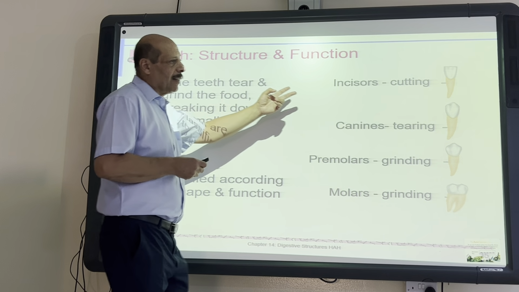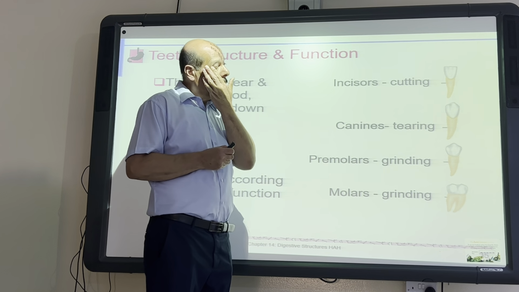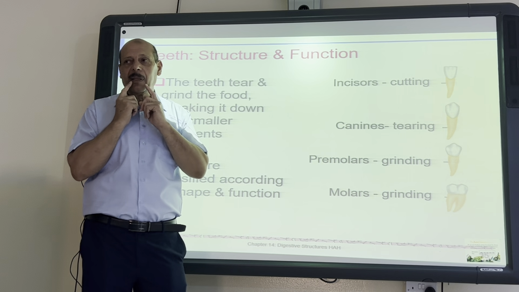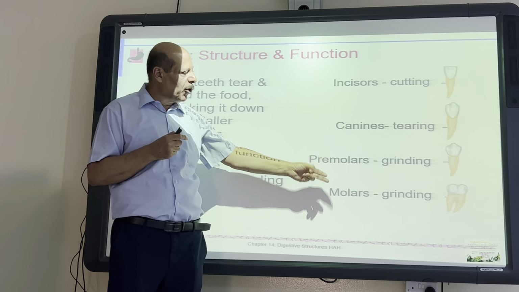The incisors are 4 up and 4 down. The canine teeth, there are 2, 1 on each side, so 4 are there, 2 down and 2 up. Then the rest are the premolars and molars.